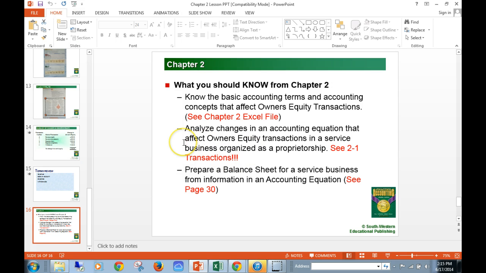We should also be able to analyze changes in the accounting equation, assets equals liabilities plus owner's equity, that affect the owner's equity transactions in a service business organized as a proprietorship. Again, you should know those terms by now. If not, see 2-1, see the transactions. There were 4 transactions that we completed that affected owner's equity in Chapter 2, and that was all we did. And finally, we prepared a balance sheet after those accounts have been affected. We're going to prepare a new balance sheet for the service business according to the information on the accounting equation.